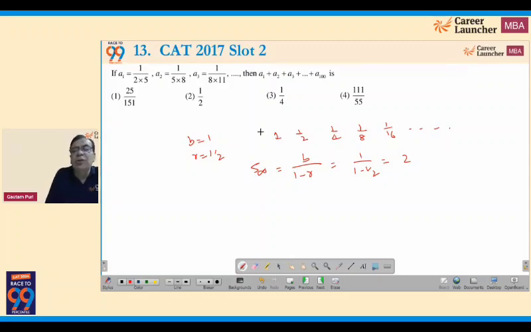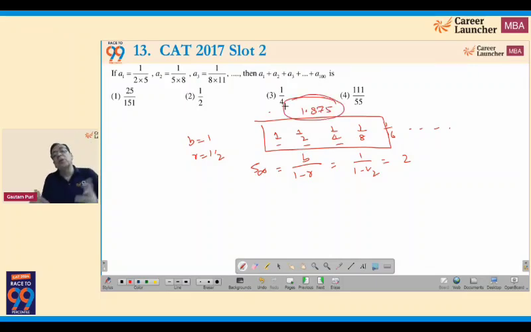Now I want you to just add the first 4 terms. T1 plus T2 plus T3 plus T4. What does it become? 1, 1.5, 1.75. 1 by 8 makes it 1.875. The first 4 terms together are adding up to 1.875 out of 2. What does that mean? Subsequent terms are negligible.